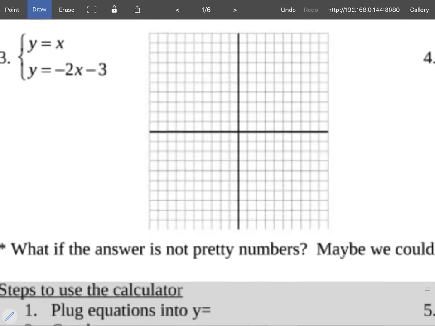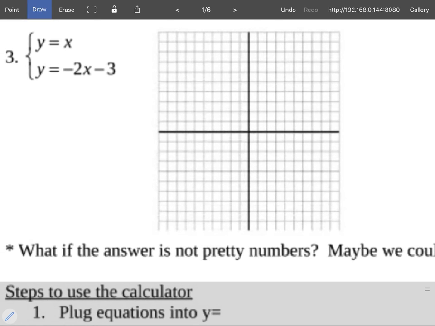Try to fit this. All right, there you go. Okay, so we're going to graph both of these lines. So the first line, the top equation, is y equals x. Well, that would be the same thing as y equals 1 over 1x plus 0. So on that one, your y-intercept is 0. And then your slope right here is 1 over 1.